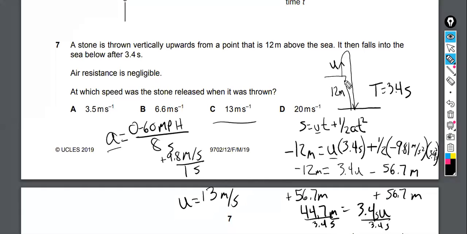If you're 12 meters above sea level, and you throw a stone in the air, and air resistance is negligible, and it hits the ocean after 3.4 seconds, there's only one speed that you could have thrown that stone with, and it is 13 meters per second.